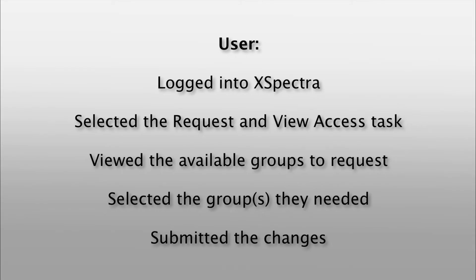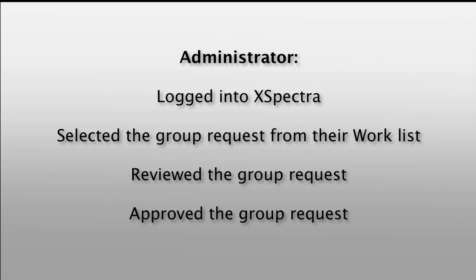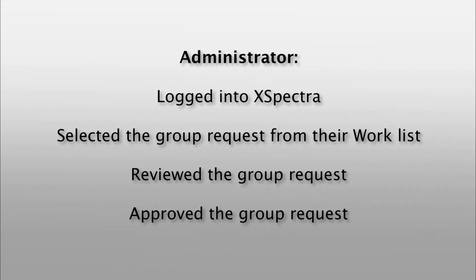To review what I demonstrated, I showed a user logged into XSpectra, selected the Request and View Access task, viewed the available groups to request, selected the groups they needed, and submitted the changes. An administrator then logged into XSpectra, selected the request from their work list, reviewed the group request, and approved the group request. And that is how an administrator grants group access to a user.